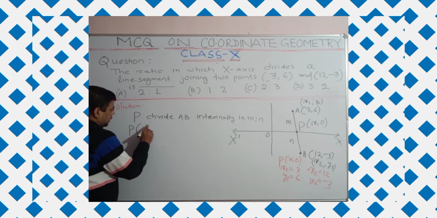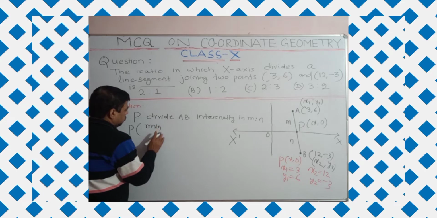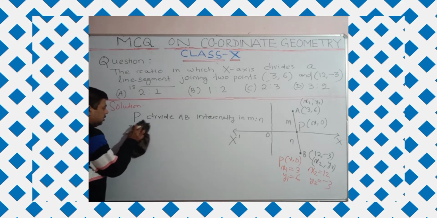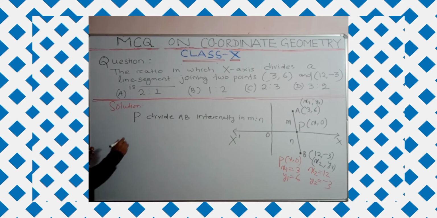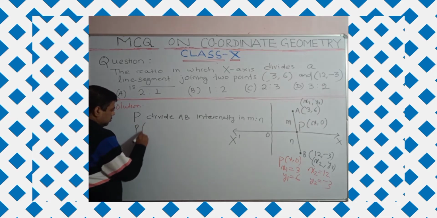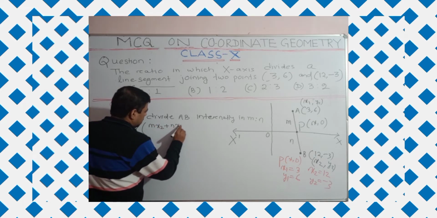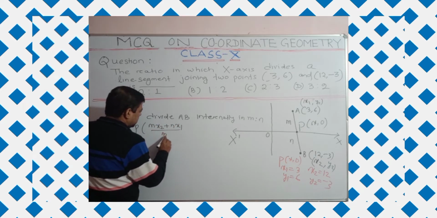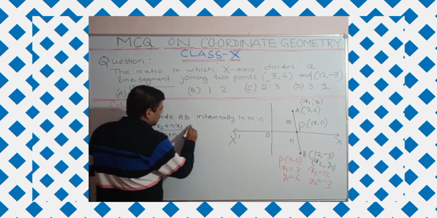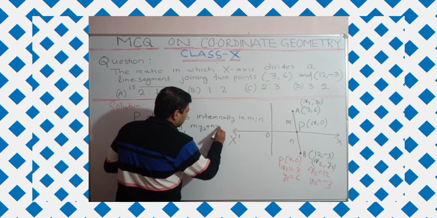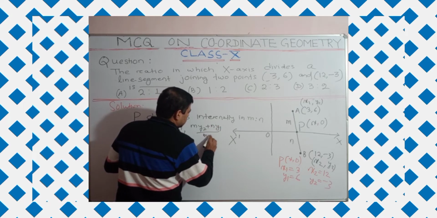It is mx2. Okay, the coordinate of the point P I can write here: mx2 plus nx1 divided by m plus n, or my2 plus ny1 divided by m plus n. This is the coordinate of point P.